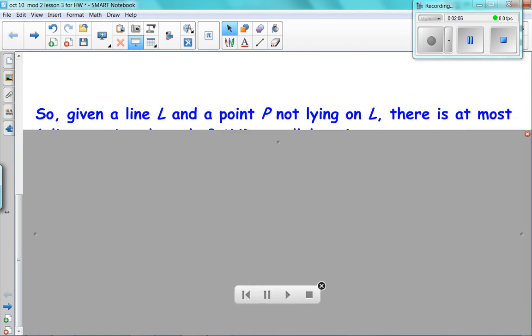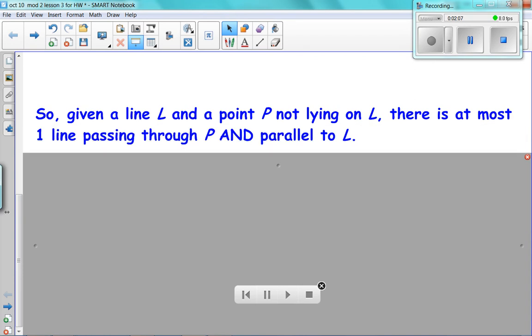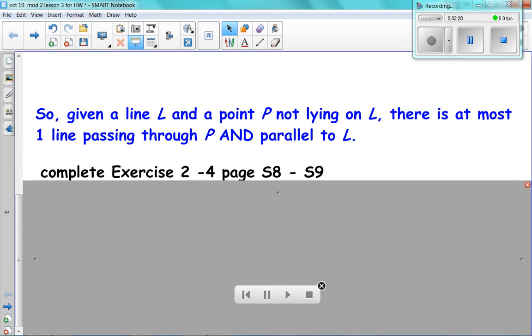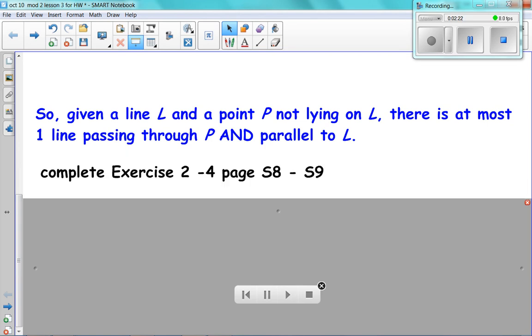So please copy these notes. Given a line L and a point P that's not lying on L, like we just had, P was above it, there is at most one line passing through P and parallel to L. There can only be one line. Now please complete exercises 2 through 4 on pages S8 and 9. Stop the recording.